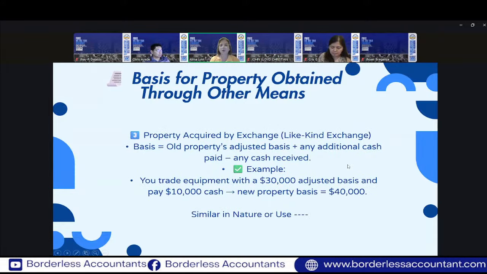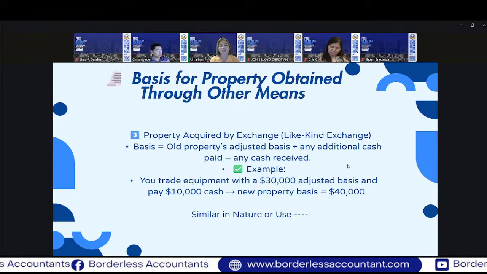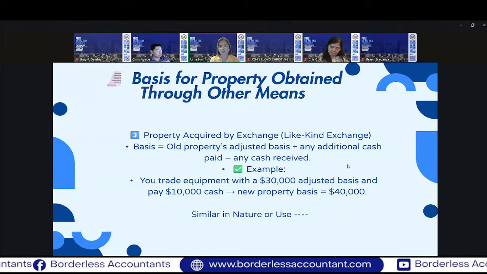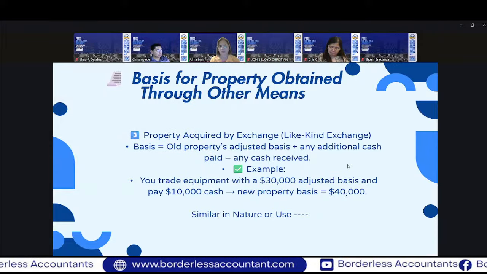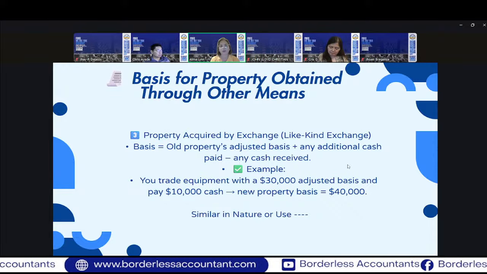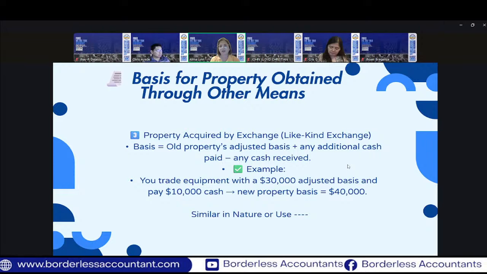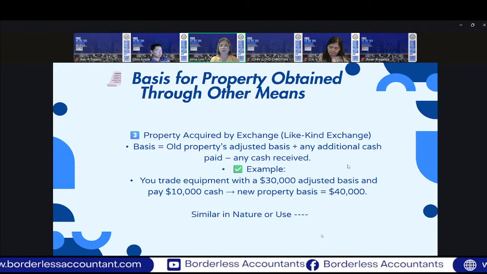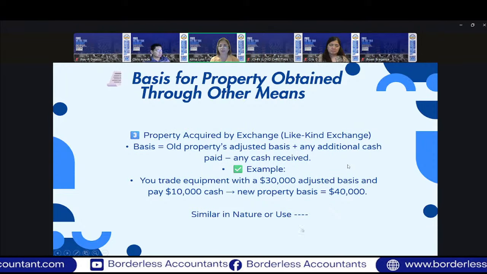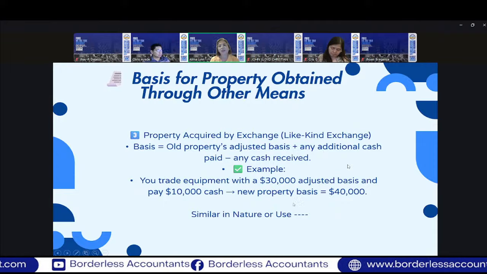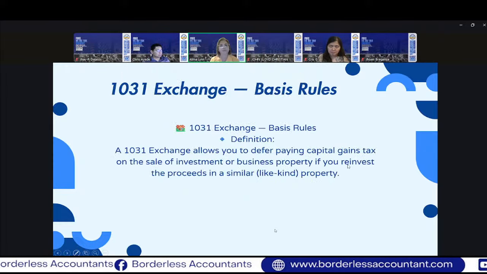Property acquired by exchange, which is a like-kind exchange. The basis is the old property's adjusted basis plus additional cash paid minus cash received. Example: you trade your equipment with an adjusted basis of 30,000 and pay 10,000 cash. The new property basis will be 30,000 plus 10,000, which becomes 40,000. In a like-kind exchange, the properties should be similar in nature or use.